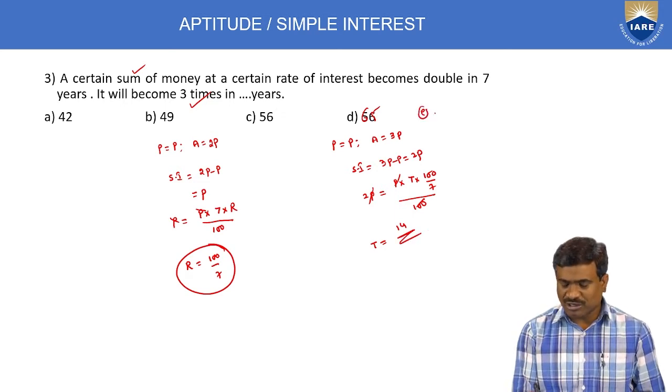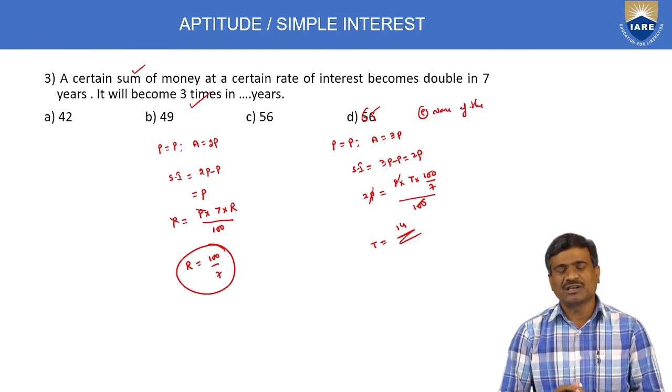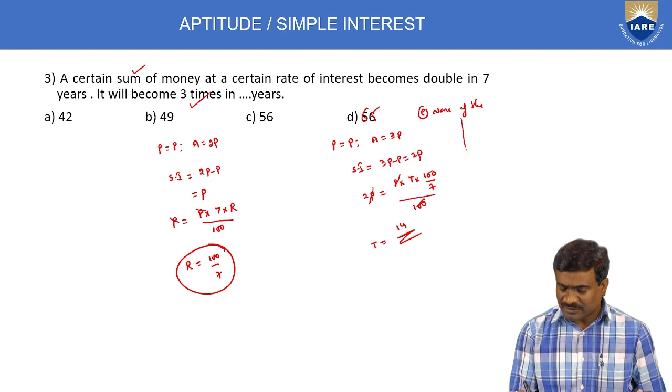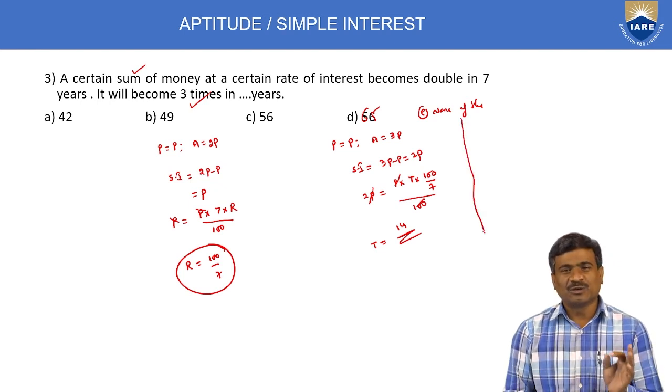That option is not given. None of these. Here the answer is option E. 14 years only correct. This is about the general procedure. But I think this is a lengthy and complex method. In one minute it is not sufficient.